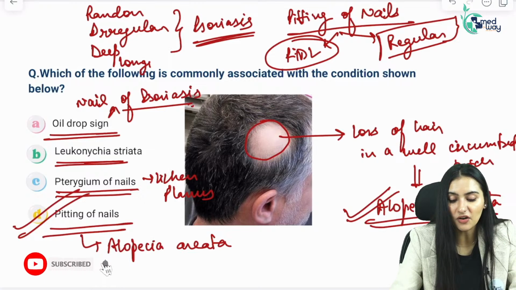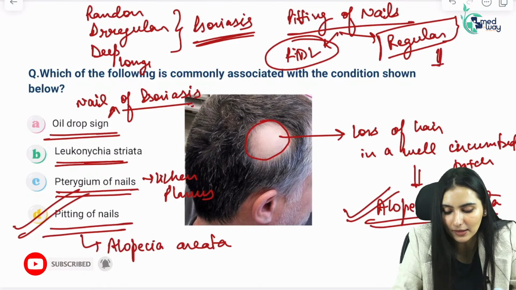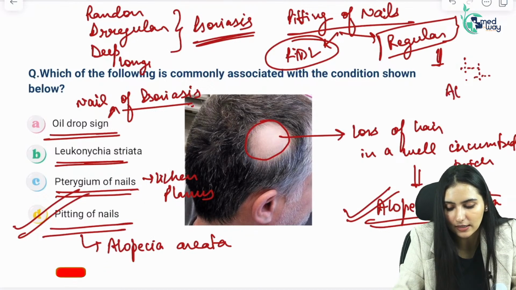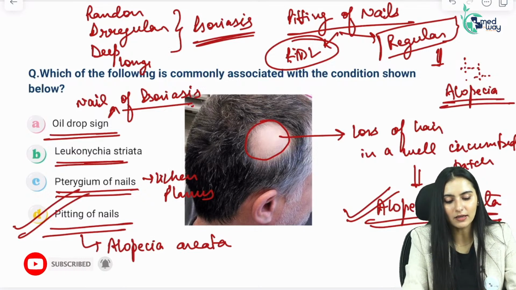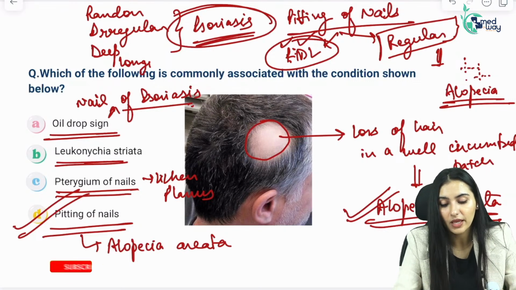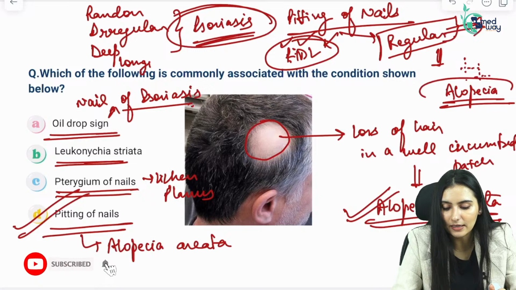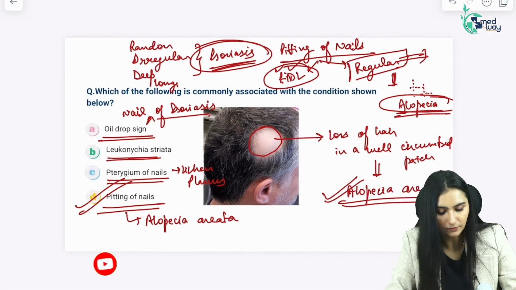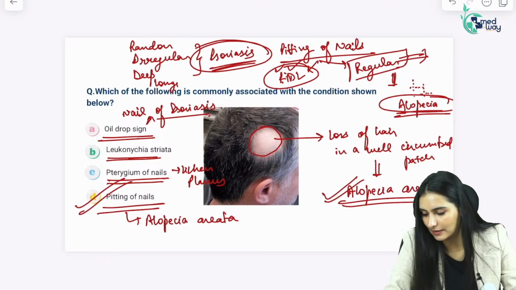But if these are regular pitting, meaning there is a pattern the pits are following on your nail, then it is seen in alopecia. Okay, if RIDL pattern, you think of psoriasis. This is random and irregular pitting, and these are deep pits. If there is regular pitting, that is seen in alopecia. So pitting is seen in alopecia. Okay. Yeah, regular pitting of nails.